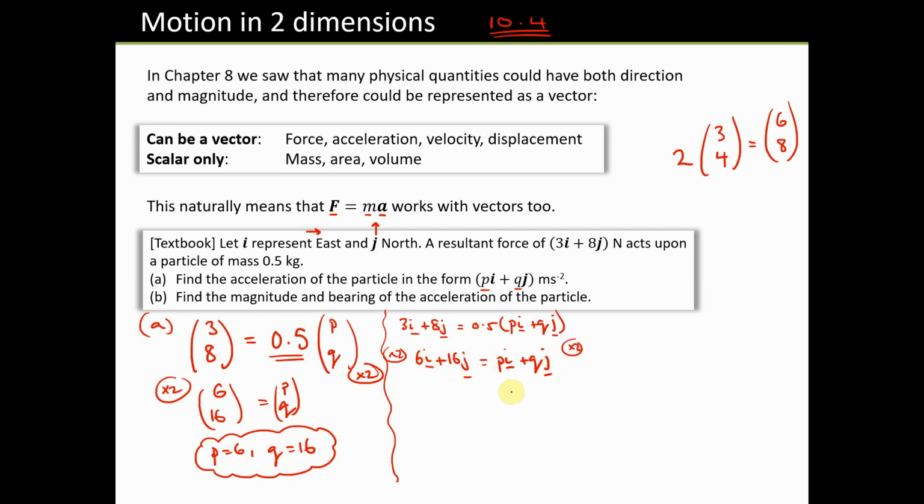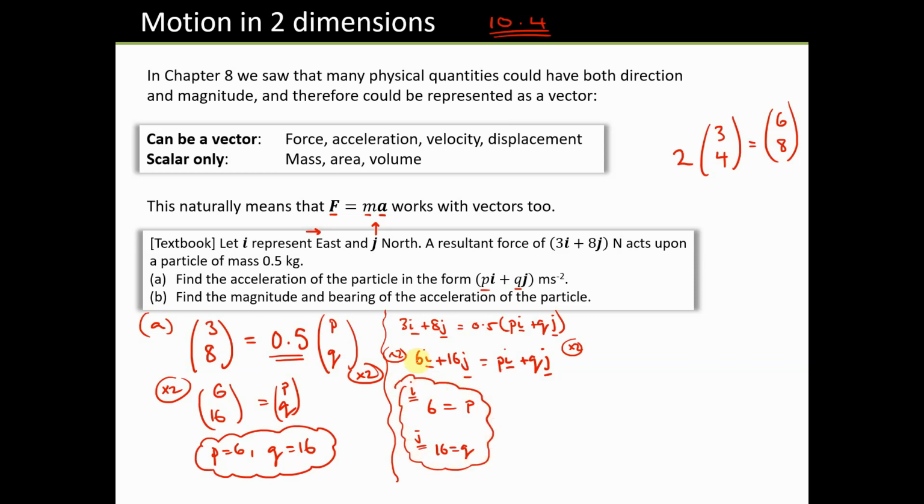And then when we get to this stage, when we're using i's and j's, we want to equate coefficients, so only the i movements will equate to the i movements. So if I look at my i's, I have 6 equals p, and if I look at my j's, I've got 16j equals qj, so therefore 16 equals q.